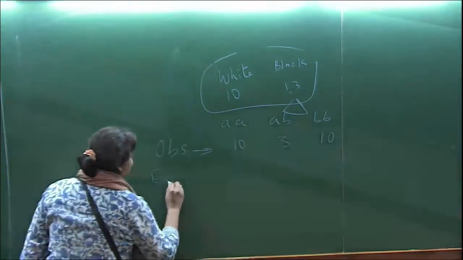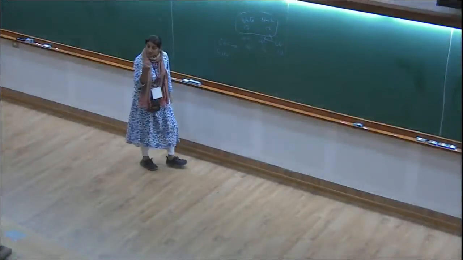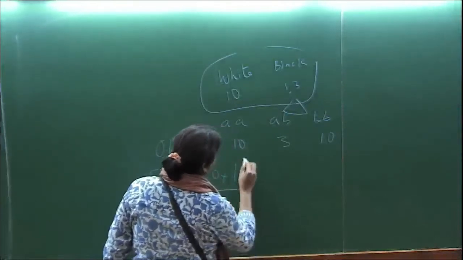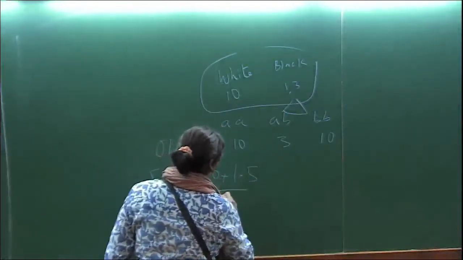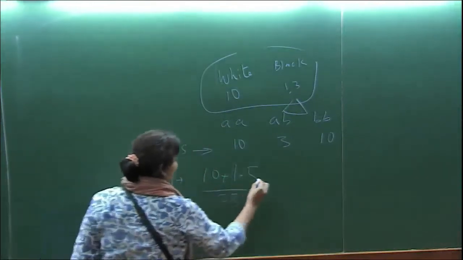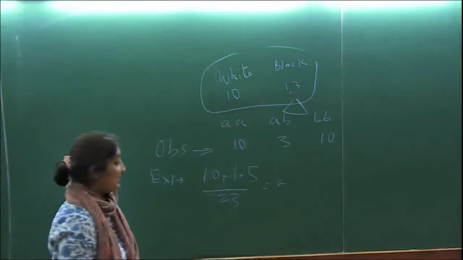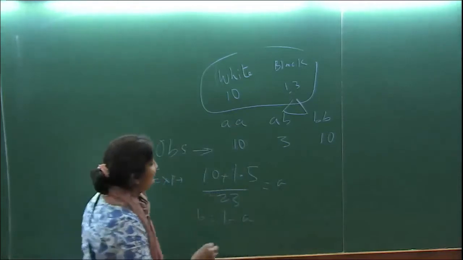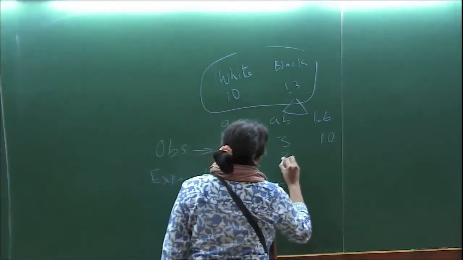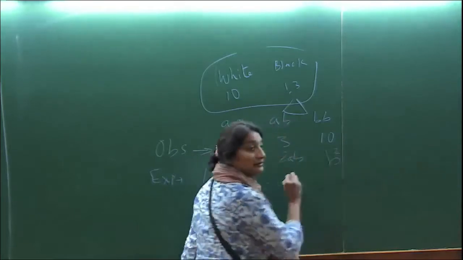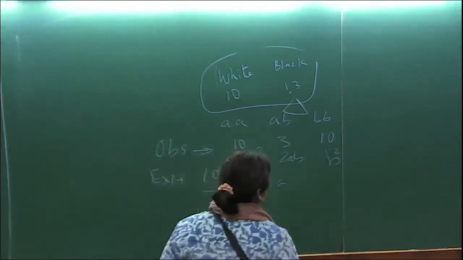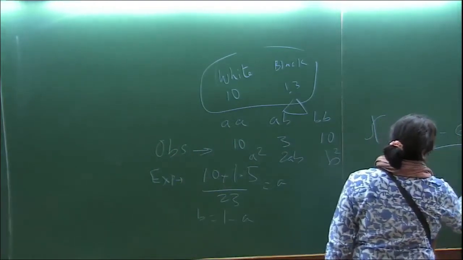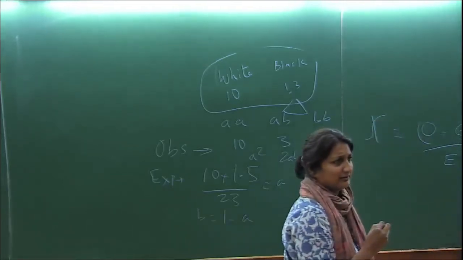To get the expected frequencies, what would you do? What you had suggested, 10 plus 1.5 by 23 is frequency of A, right? And then you could get frequency of B is 1 minus A, that is valid anyway, and then you would get A square, 2AB and B square, right? And then you calculate the chi-square value, which is observed minus expected whole square by expected, is that right? I think so.